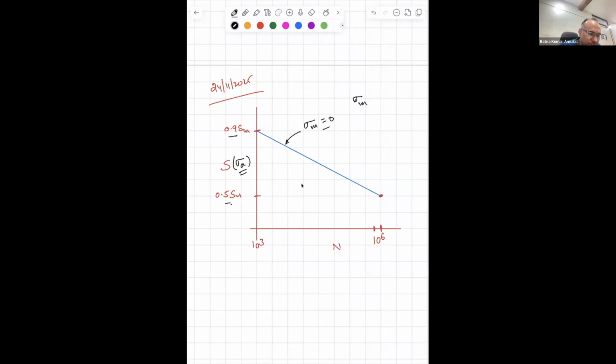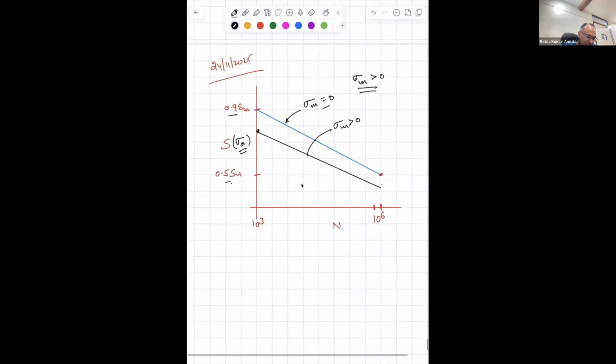Yeah. If you are doing a test where mean stress is not 0, let us say mean stress sigma m greater than 0, then what happens? This line might actually become like that. This is sigma m greater than 0. That means as we increase sigma m, that is nothing but mean stress, the life decreases. Is that clear?